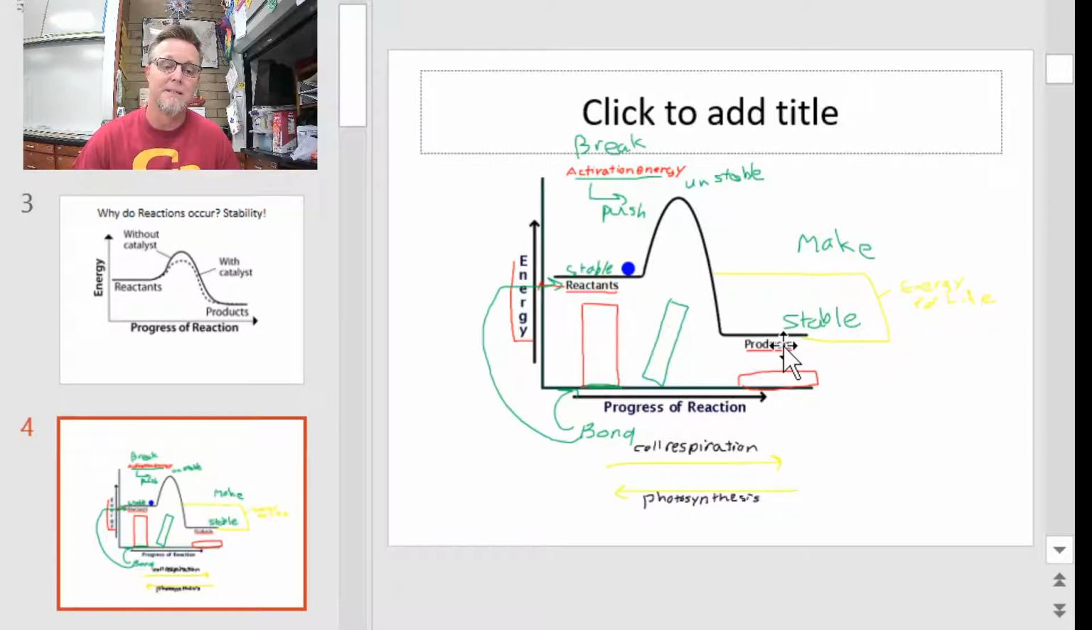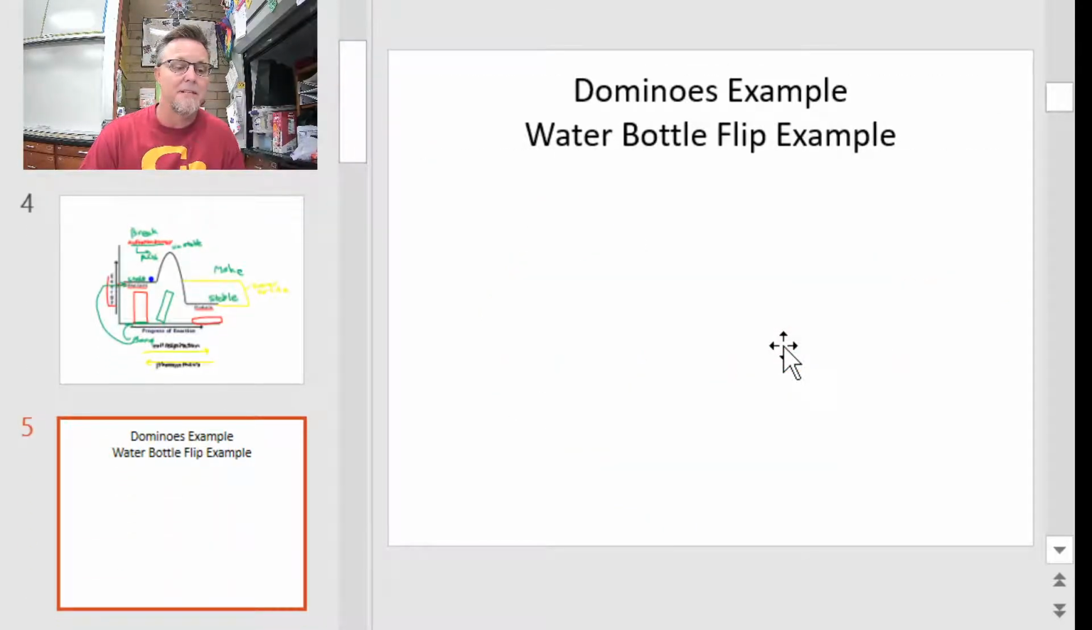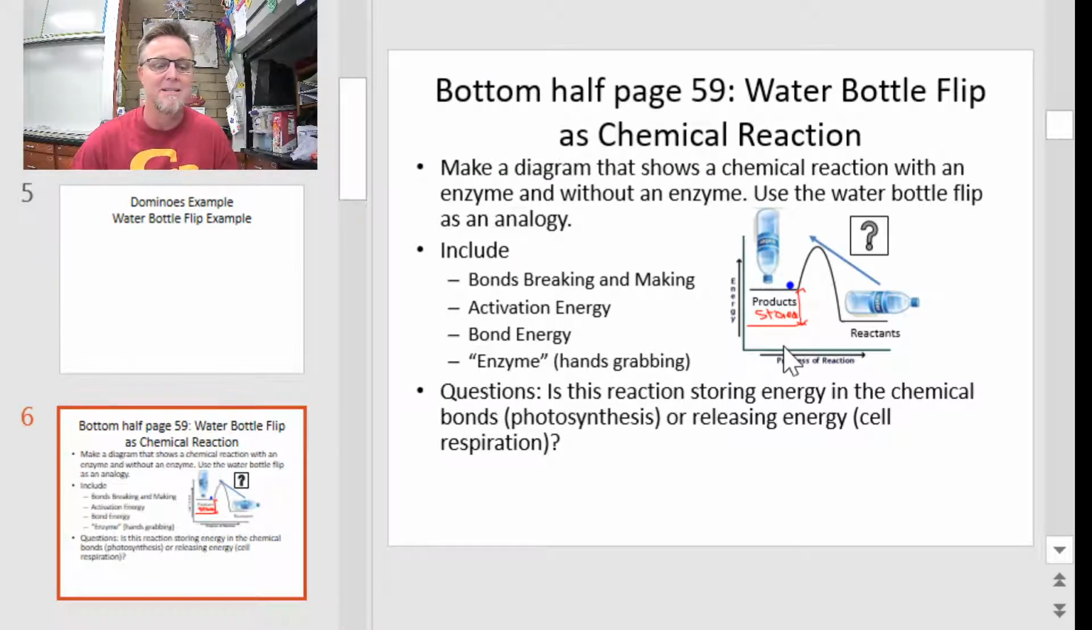Okay, so instead of releasing energy for life, it's taking solar energy and storing it for us. Here's another example using the water bottle flip that you like doing when we're face to face in class, and can sometimes be rather annoying to listen to. But it works like this, okay?